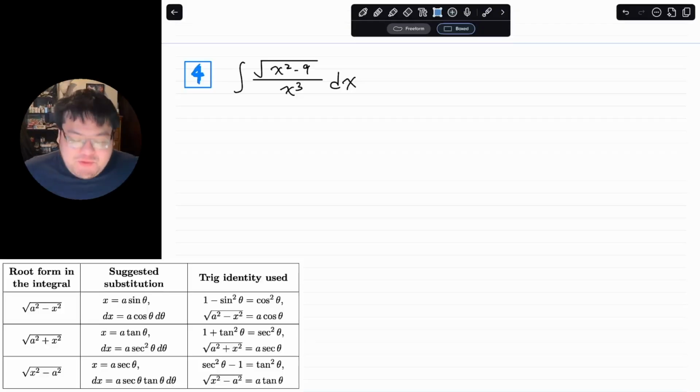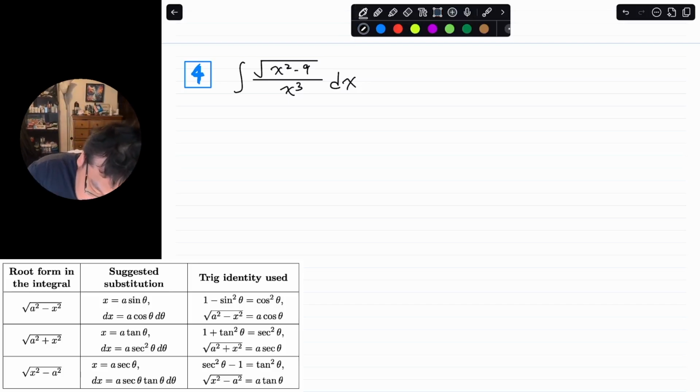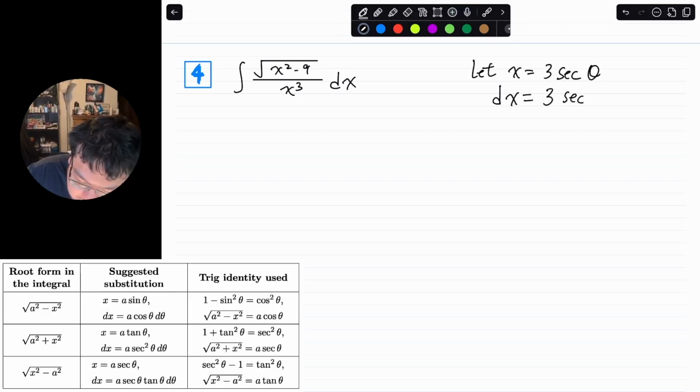Okay, so let's go to the fourth example. So this time in the square root, we have x squared minus 3 squared. So if you look at the table again, that will be the third row. So let's try to do it. So let x equal 3, so a equals 3, and then secant theta. dx will be 3 times secant theta tangent theta d theta.